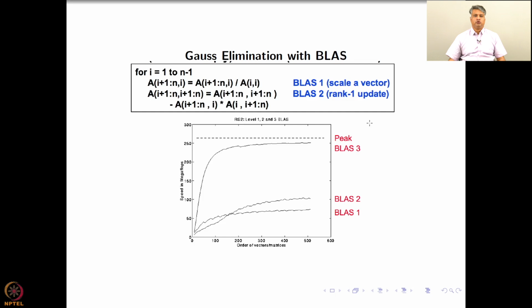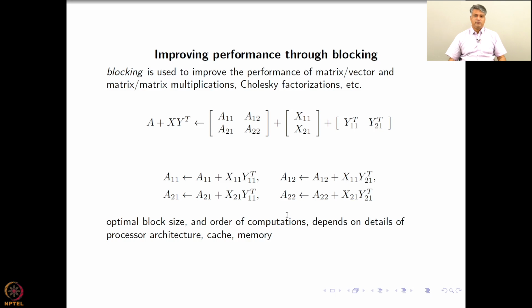And I can now do this with a BLAS1 scale vector, this is essentially scaling a vector. This statement is essentially scaling a vector. And this is a BLAS2 rank 1 update operation. So I can now increase the speed by just using these BLAS1 and BLAS2 operations. I can now improve performance through blocking. Blocking is used to improve performance of matrix vector and matrix multiplications, Cholesky factorization, and so on and so forth.